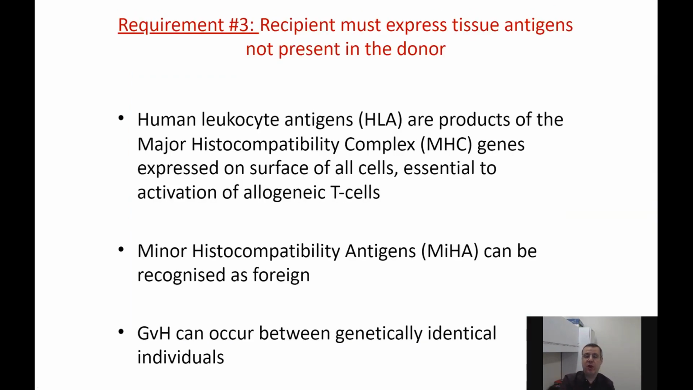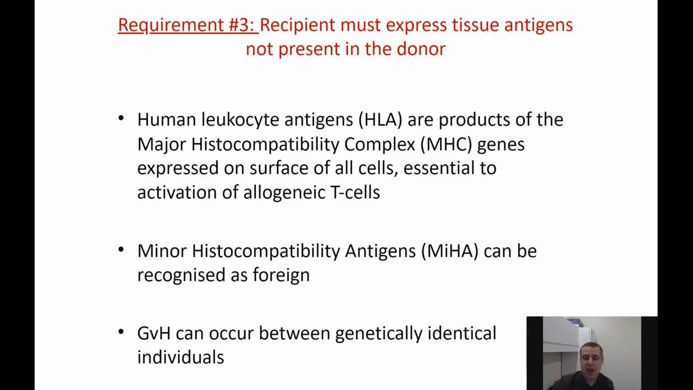The third requirement for the development of graft-versus-host disease is that the recipient must express tissue antigens that are not present in the donor. And the tissue antigens that are most important here are the human leukocyte antigen system, which are products of the major histocompatibility complex. And these are expressed on all cells and are particularly important for T cells. Other antigens that are also significant in the development of graft-versus-host disease are the minor histocompatibility antigens. They can also be recognized as foreign.